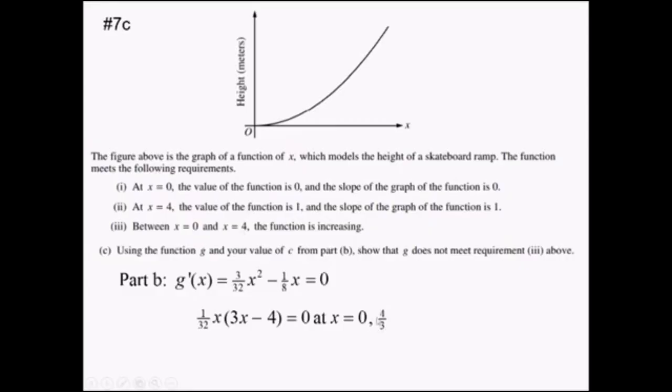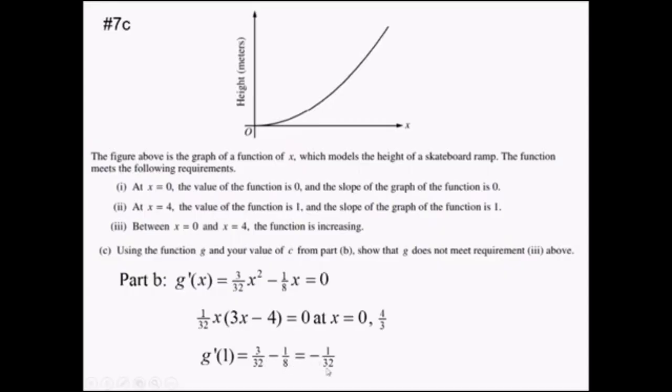So a number between 0 and 4/3, an easy number, would be 1. So let's do g prime of 1 and see what happens. That gives us 3 over 32 minus 1/8. 1 is a very nice number to plug in here. Well, this is 3 over 32 minus 4 over 32. So this is negative 1 over 32.